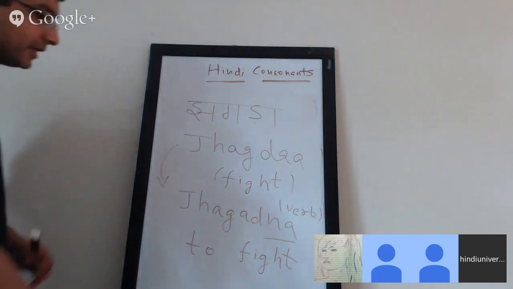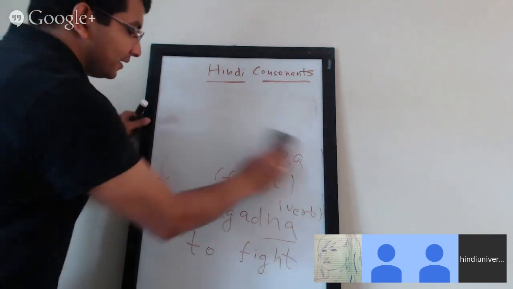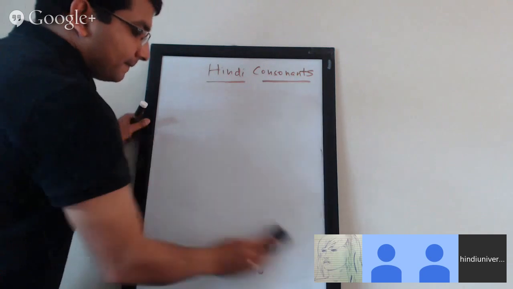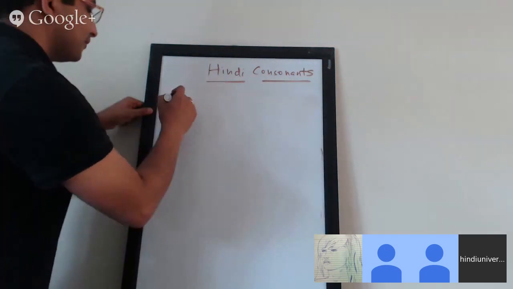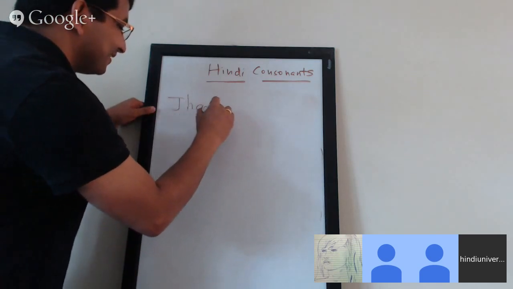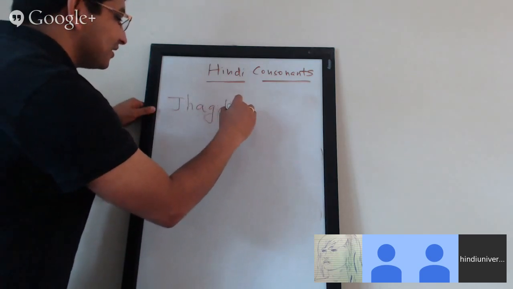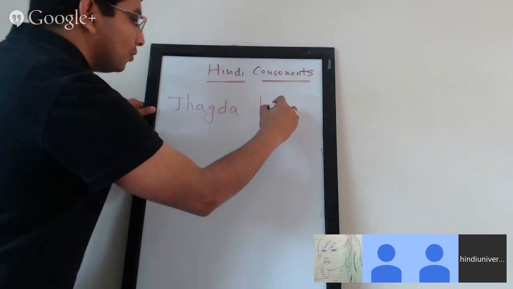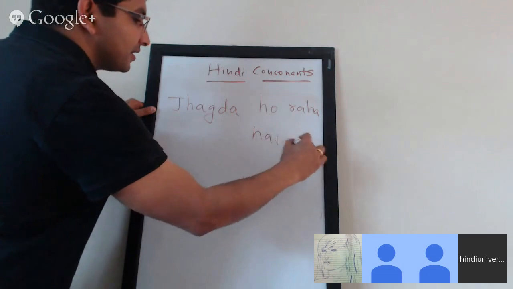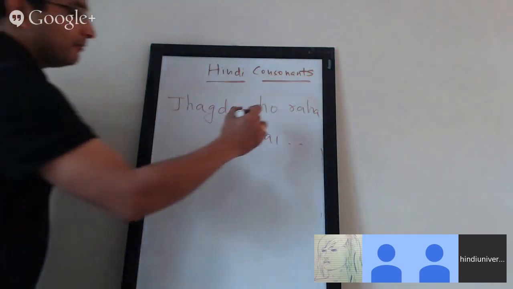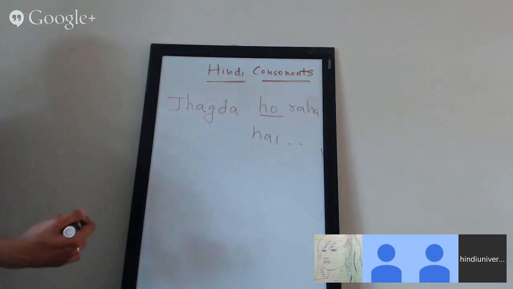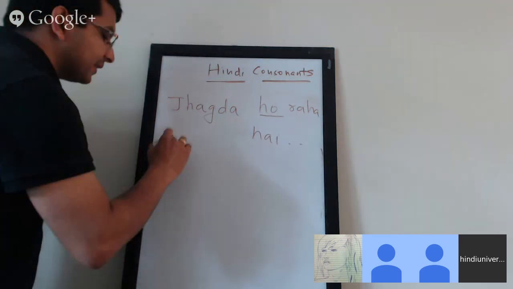I'll quickly write it down again just to give you a flavor of it, because sometimes I can be a little bit fast, so writing it is easier. झगड़ा हो रहा है. So if you see, we have हो रहा. So होना becomes हो रहा, present continuous. Fight is taking place or fight is happening.